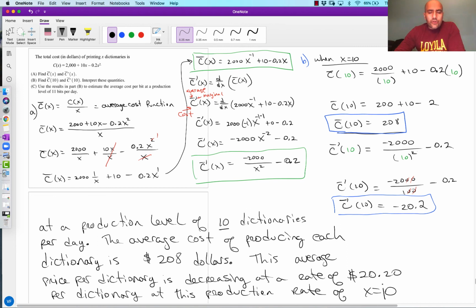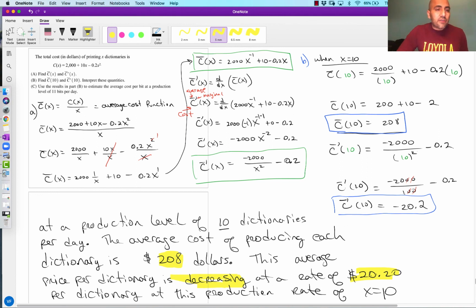So I was being a little wordy here, but just highlighting that this number and this number, both of those are only valid at this production rate, at this point in the production process of 10 dictionaries per day. This decreasing, and of course I put the word decreasing here, meaning that it is negative. So negative 20 is indicating how the average per unit price is decreasing at this production point of 10.